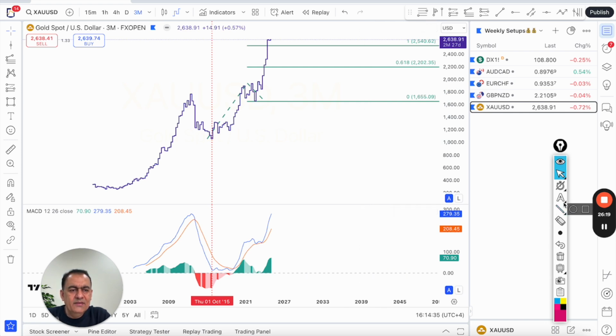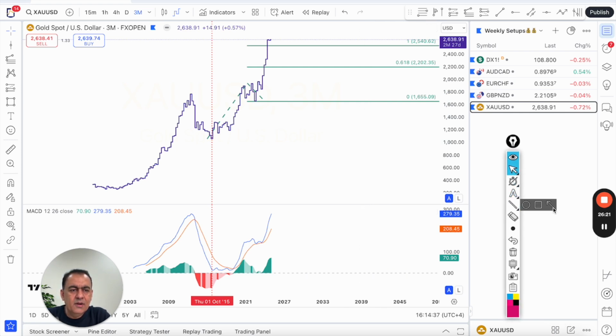Now what is the message coming from the 3 monthly time frame? I do not see any bearish divergence. MACD lines are still running bullish with a good gap between the two lines and the histogram clearly rising. So the 3 monthly chart is extremely bullish for gold.